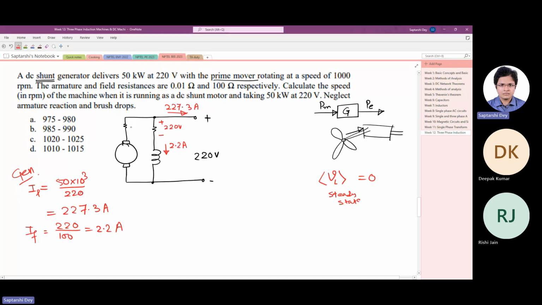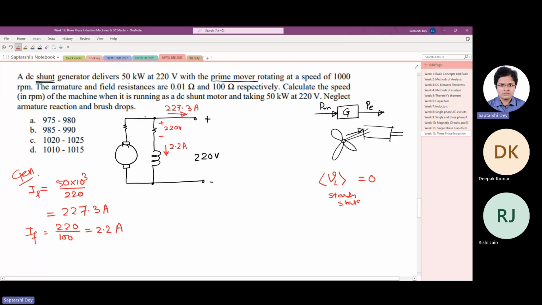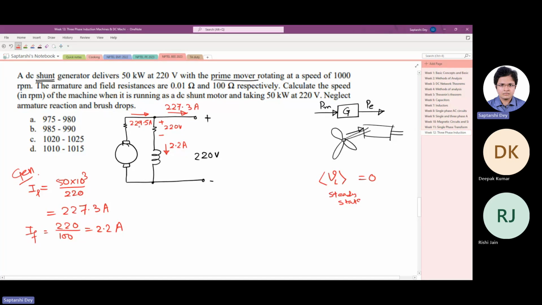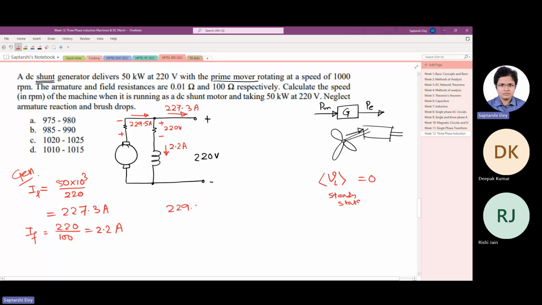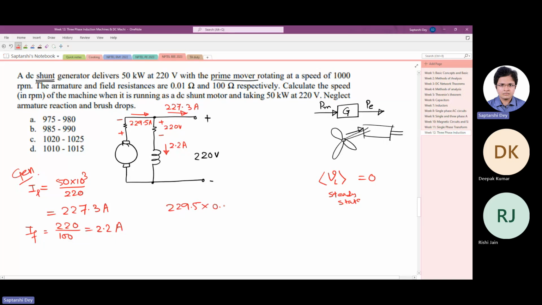Okay, now if you apply KCL at this node, what you get is the armature is delivering a current of 229.5 ampere. Now this is causing a drop in the armature circuit resistance. So that is how much? 229.5 ampere current is flowing in 0.01 ohm resistance. So 2.295 volt is dropping. So let us say 2.3 volt is dropping across the armature circuit.